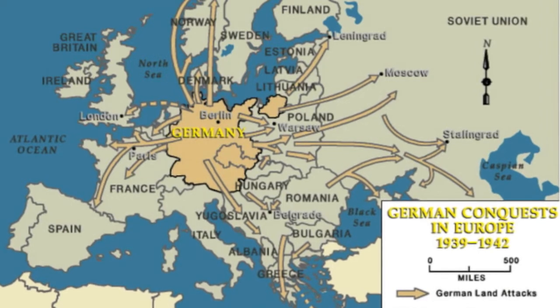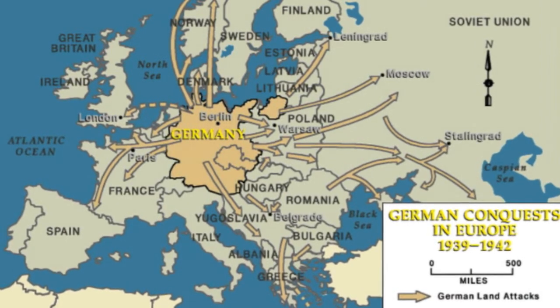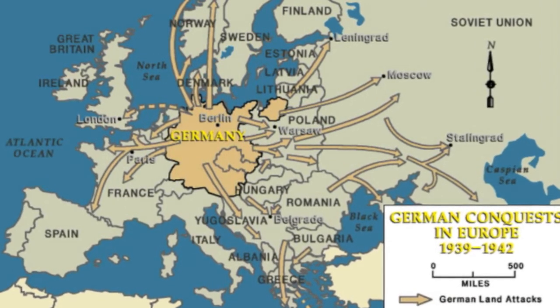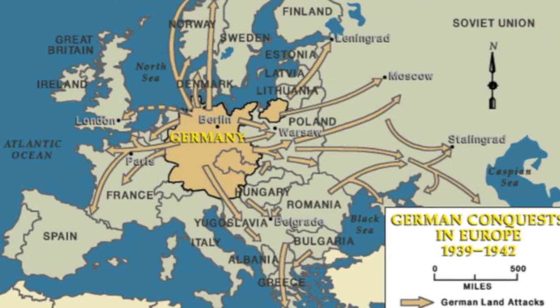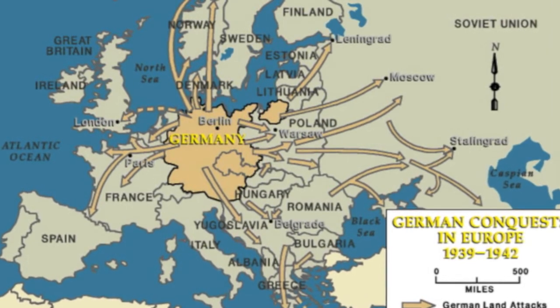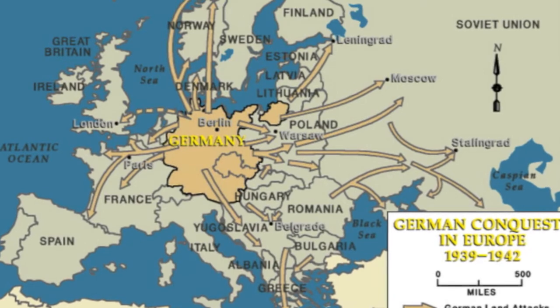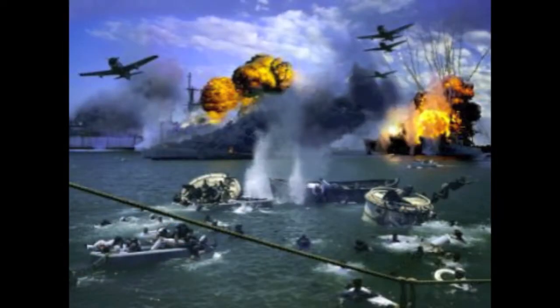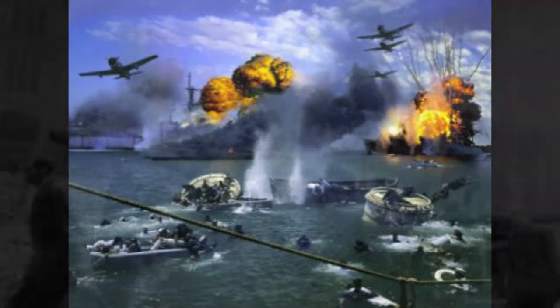Meanwhile, the Germans attacked Poland in 1939, officially starting World War II in Europe. Germany's conquest continued throughout Europe, and they almost defeated the Allied forces. In 1941, Japan invaded Pearl Harbor, destroying nearly 20 American naval vessels and almost 200 airplanes. This event brought America into World War II.